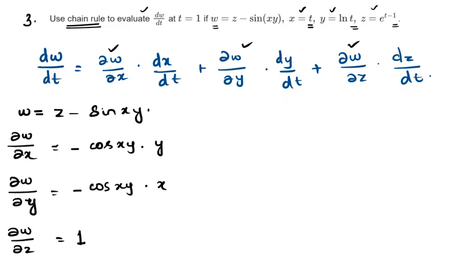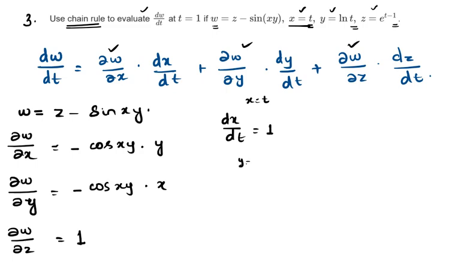Now we have to find dx/dt, dy/dt, dz/dt. So what is x? x is equal to t. So dx/dt will be equal to what? If you differentiate x is equal to t with respect to t, the value will be equal to 1.